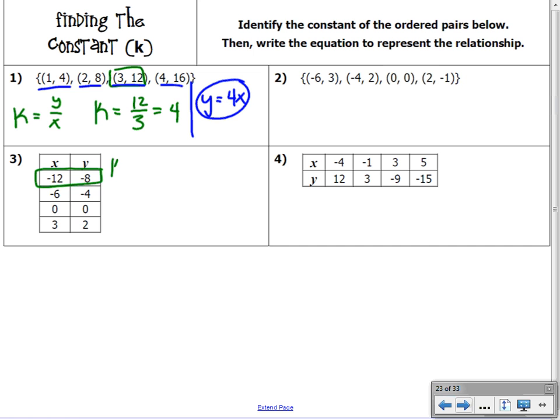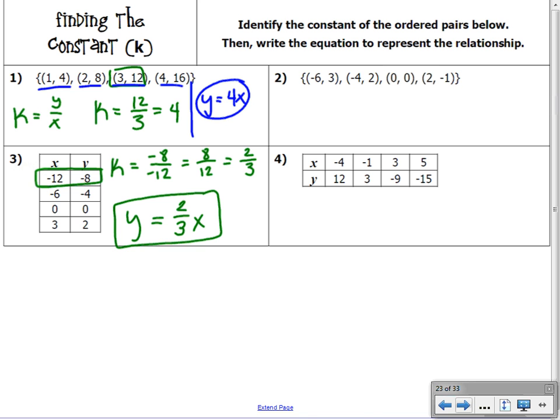So k is equal to the y value divided by the x value. So if I have two negatives dividing, I know it's going to become a positive. So let's go ahead and just write that as positive 8 over 12. And then both of these are divisible by 4. So we can reduce this to 2/3. So I found that k is equal to 2/3. So my equation is y equals 2/3 x.